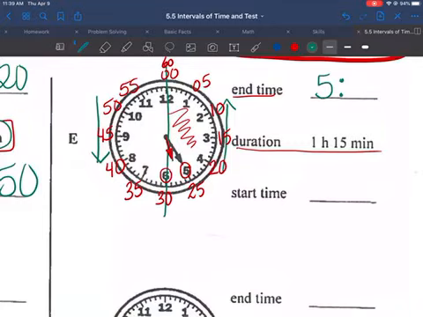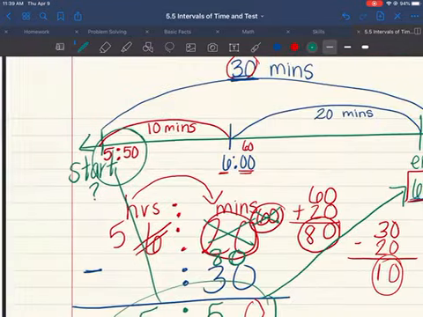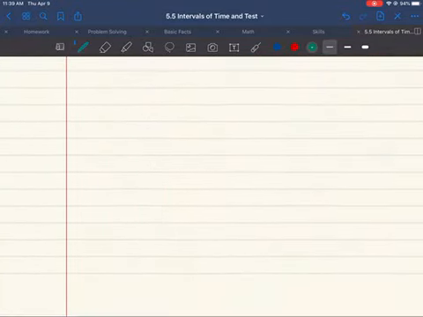How many minutes? My minute hand is pointing to the 5. That means 25 minutes. So it is 5:25. So I'm going to go ahead and go to the next page so I can do the work.